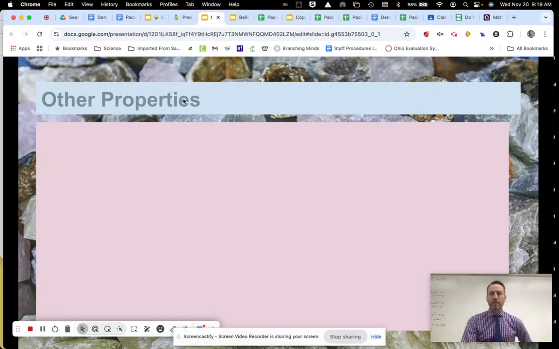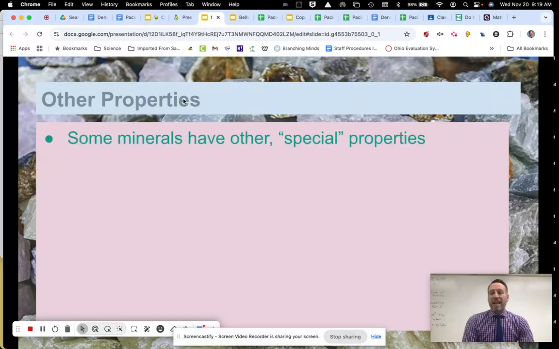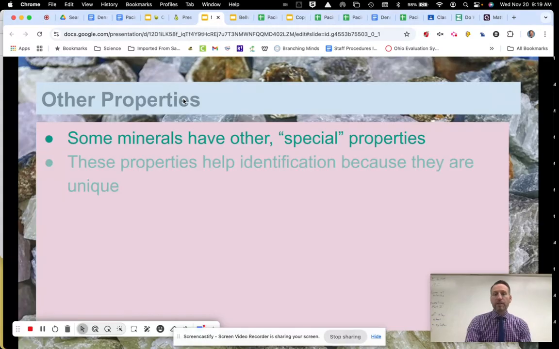All right, other properties. So we have our 7 major properties. You're going to need to know those 7 major properties, but there are some minerals that then have these other properties. And these other special properties are a big deal because they really stand out and are different. Because these other properties are special and they stand out, they are incredibly helpful to identify that mineral because they're so unique. It's not one of those 7 major ones.